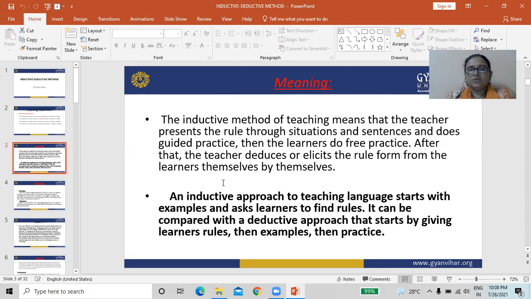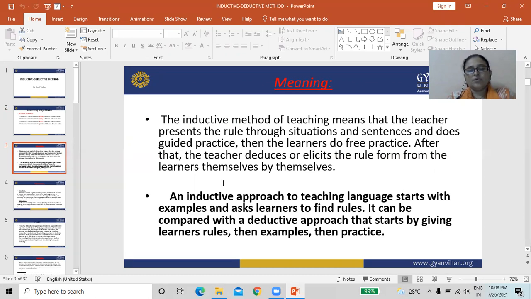Meaning of inductive deductive method. The inductive method of teaching means that the teacher presents the rule through situations and sentences and does guided practice, then the learner does free practice. After that the teacher elicits the rule from the learners by themselves.